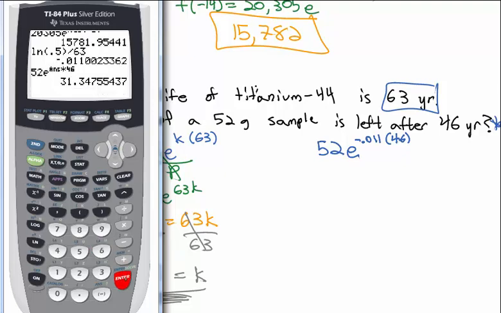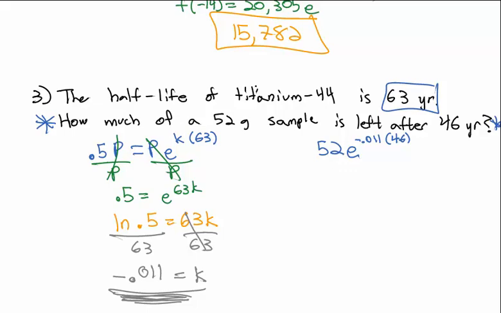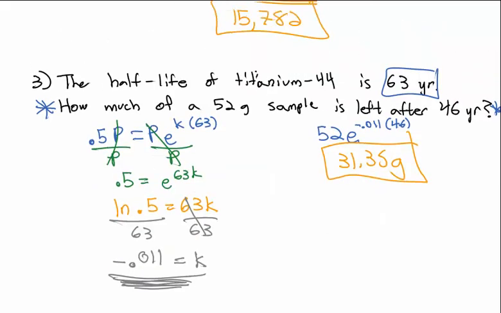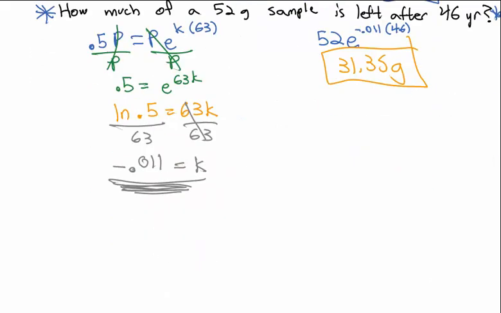And when we hit enter, there's 31.35 grams of titanium 44 remaining of my sample. So I have 52 grams. 46 years later, it's probably going to be 31.35 grams. It decays away. This particular application is going to be important enough to us that we're going to do another example like it.